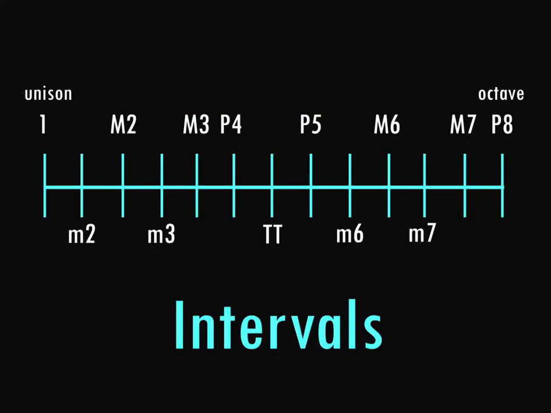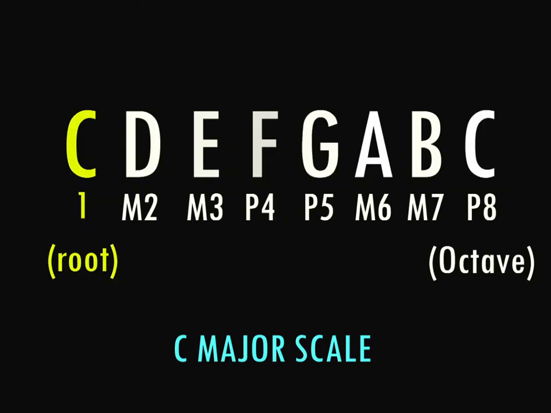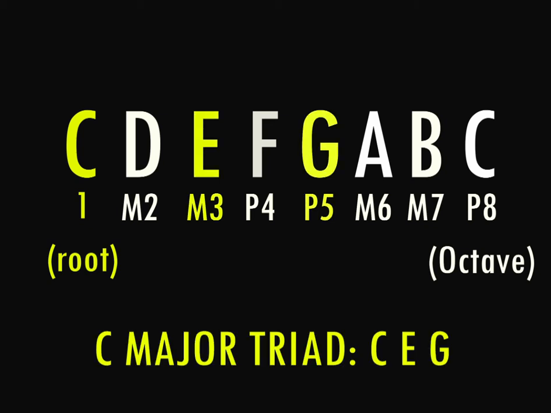Now on to building a major triad. A major triad consists of the root note, which can be called 1, along with the major third and the perfect fifth intervals. To see how this relates to the major scale, look at the C major scale. C is our 1 or root note, E is our major third, and G is our perfect fifth. If you play these three notes together, C, E, and G, you will be playing a C major triad.